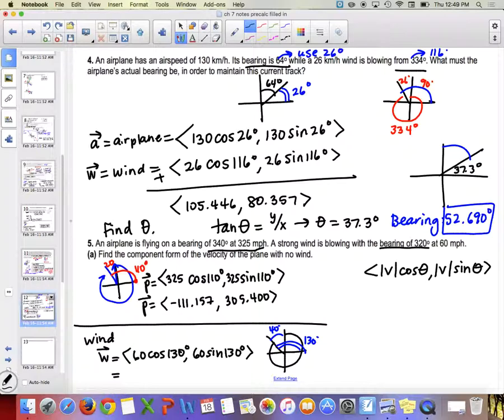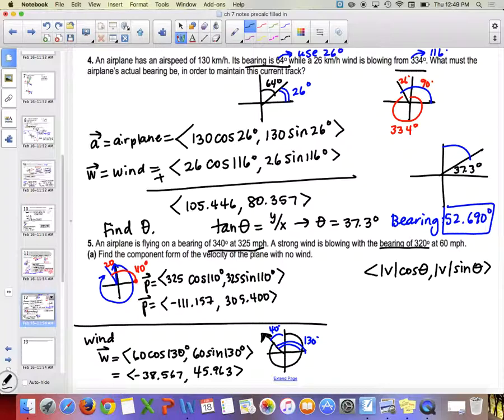Oftentimes I don't actually find these, I just add them together in the cosine form, which I'll show you. But if I asked for the components of the wind, I would probably put the decimal approximation. And it should always point in the direction that you thought it should. Like the wind was going in this direction, right? Wouldn't that be a negative number and then a positive number for the vector? Yeah, it's in the second quadrant.